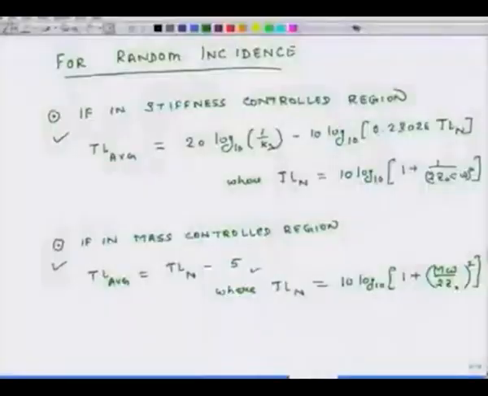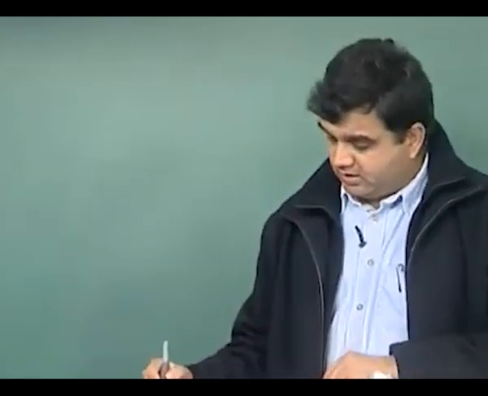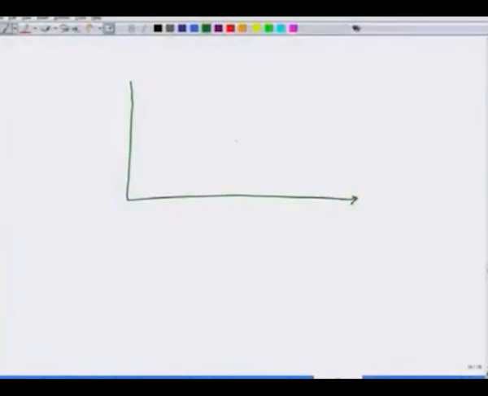Similarly, if I am in the mass controlled region and I increase my frequency by a factor of 2, I get an improvement in transmission loss, again by 6 decibels. So, my transmission loss curve will still look something like this. Now, the question is, will this line just keep on going forever, or after some point of time some other things may start happening? In that context, I wanted to talk to you about a term called critical frequency.